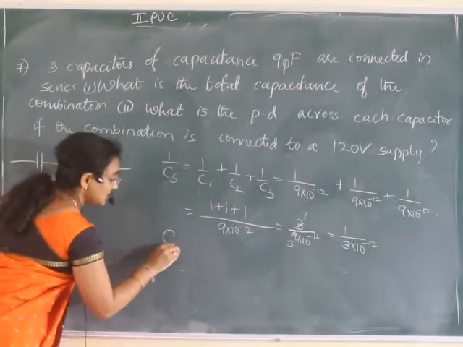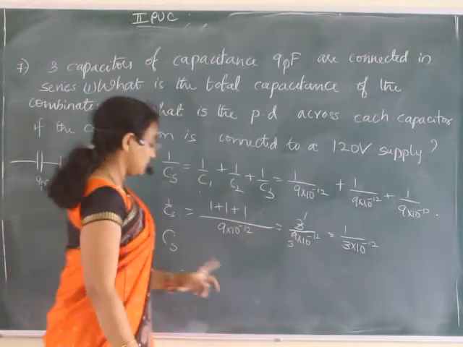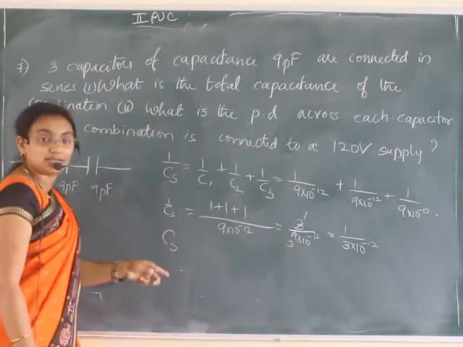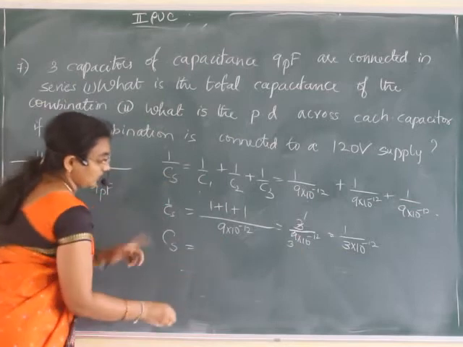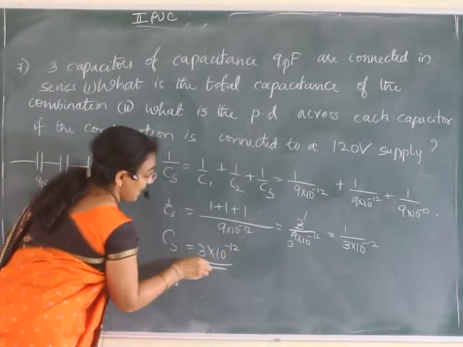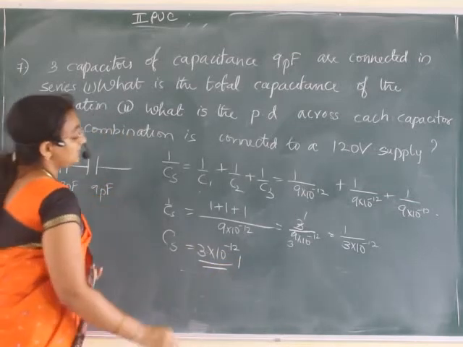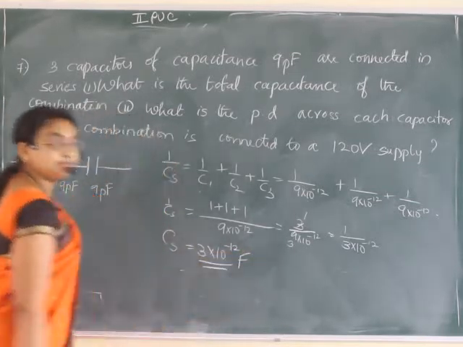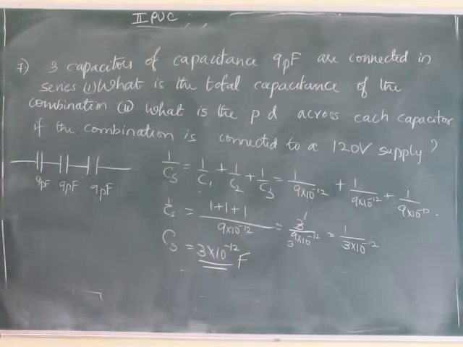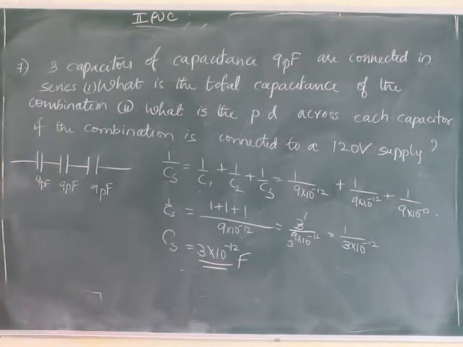So Cs is equal to, see, this is not your answer. Your answer is Cs. So Cs is equal to the inverse of that, that is 3 into 10 to the power minus 12. Capacitance is in terms of farad. Correct? Cs is equal to 3 into 10 to the power minus 12 farad. So the answer for the first question is over.